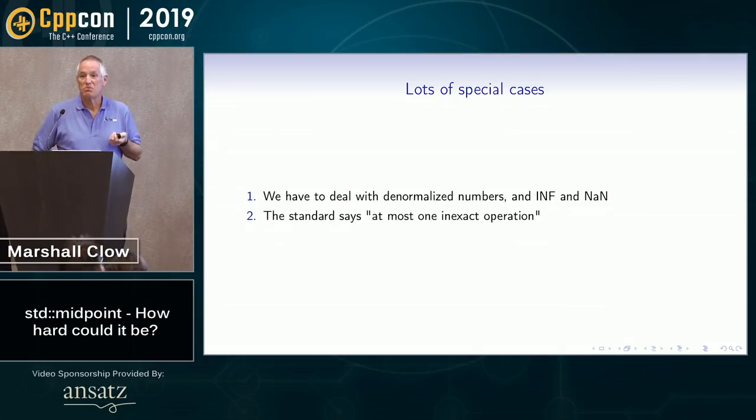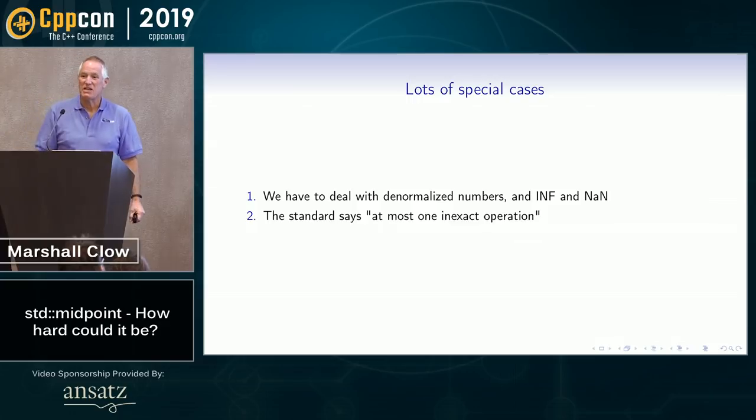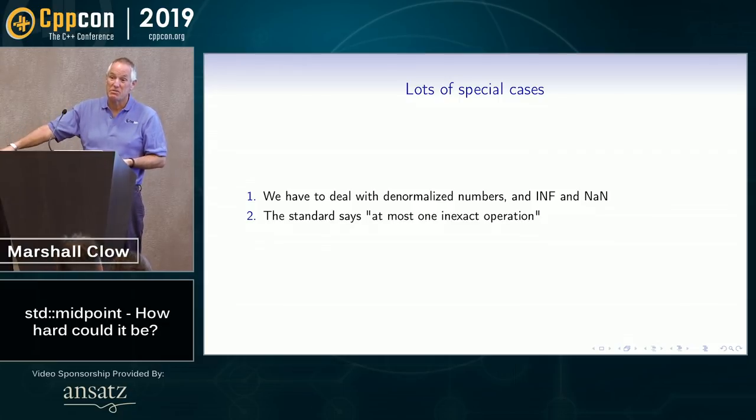Infinities, not a numbers. Hopefully people are a little more familiar with that. And the standard says you can only get one inexact operation. The other thing, of course, like anything having to do with floating point, is that testing this is a bear. Why? You can't actually test floating point numbers for equality, not reliably. You do arithmetic, and then you have to say, is this what I expected? Is this close enough? Maybe it differs in the bottom bit from what I'm expecting. When you're trying to write portable tests that run on different architectures, testing for equality is a way to make yourself nuts.